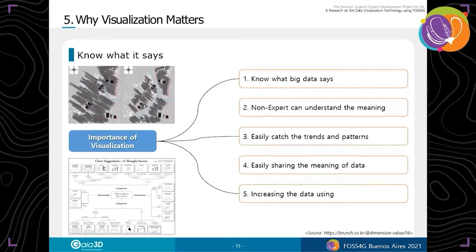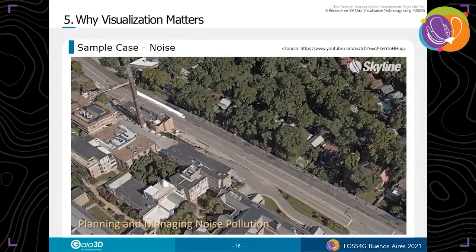Here is a sample case where interactive noise visualization helps understand the noise propagation of a moving train. This research tried to implement this kind of visualization and simulation for the stakeholders to increase the understanding around the EIA.